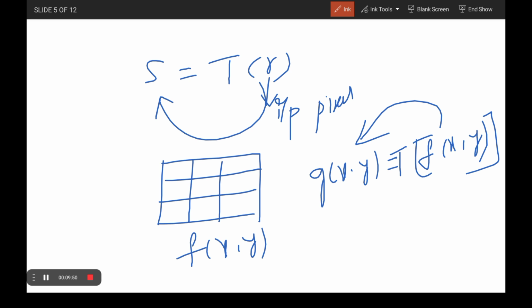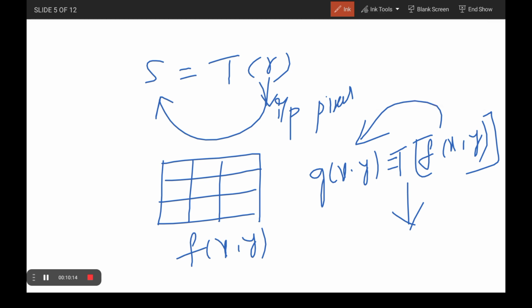This is generally called the spatial domain representation of the image. Obviously there is a doubt: what is meant by this T? T is nothing but some spatial operation. It may be averaging, a median filter, or whatever filter, processing the input image to produce the resultant value. So this is generally a spatial operation.